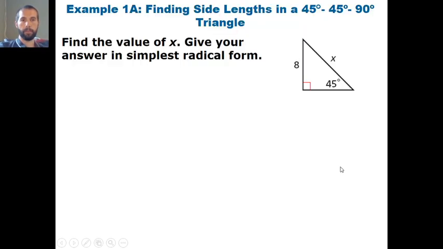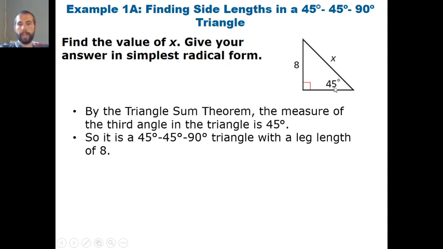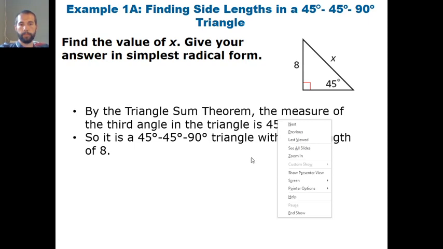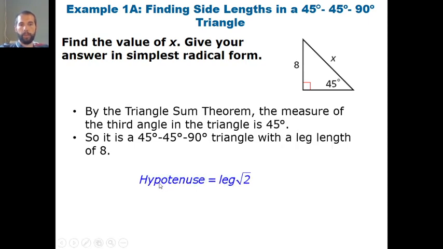So let's take a look at some examples. So here's the first one. Find the value of x, give your answer in simplest radical form. So the first thing you might notice, this is a 45, 45, 90, because if this is 90 and this is 45, and all triangles add up to 180, we do 180 minus 90 minus 45, and we would get that the other angle is also 45 degrees. So it is a 45, 45, 90 triangle with a leg length of 8. So we have the leg, we want the hypotenuse. What do we do? The hypotenuse equals the leg times the square root of 2. So it's just going to be 8 times the square root of 2.